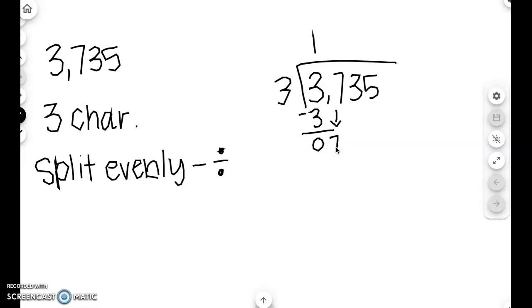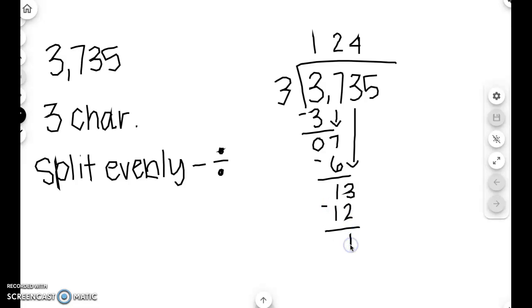How many groups of 3 can I make out of 7? 2. 2 times 3 equals 6. You subtract, that equals 1. Bring down the 3. How many groups of 3 can I make out of 13? That would be 4. 4 times 3 equals 12.